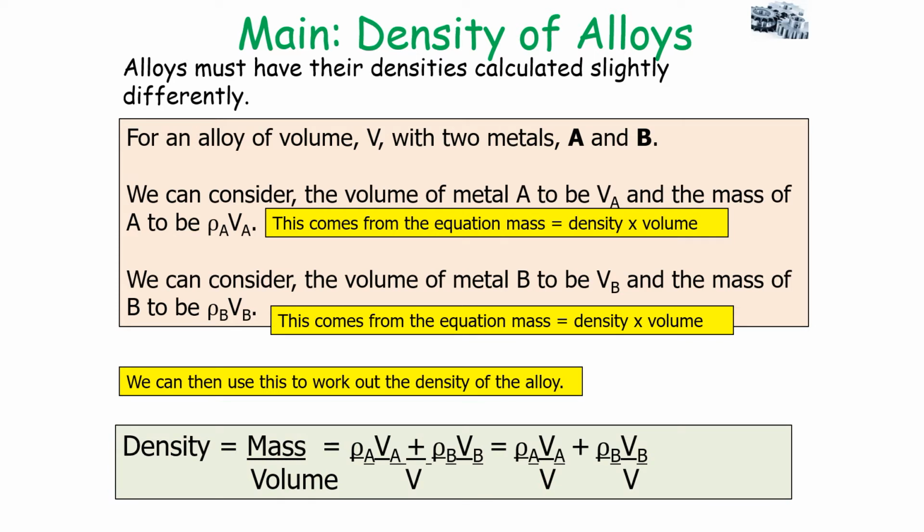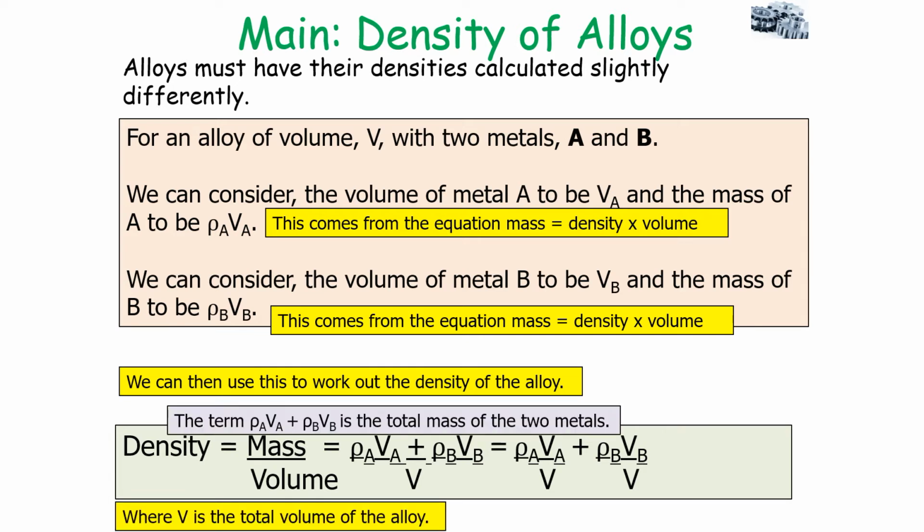So therefore we can use this to work out the density of the alloy by saying density is mass over volume. We can then say rho_A V_A plus rho_B V_B, over V, is therefore going to equal rho_A V_A over V plus rho_B V_B over V. Now V is the total volume of the alloy, and rho_A V_A plus rho_B V_B is the total mass of the two metals.